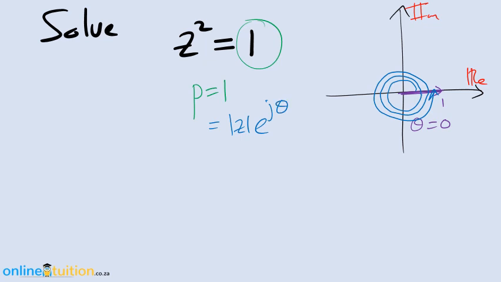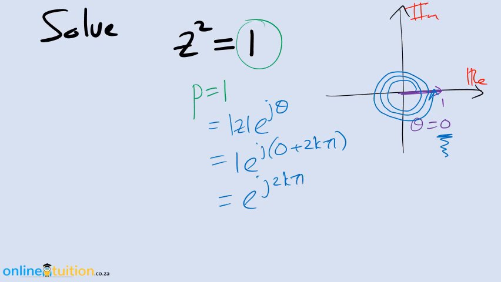So the length of the line, mod z, we know is 1. E to the j theta, in most general form, is j times 0 plus 2k pi. So we tag this on to the principal value, and we get 2k pi. So the number 1 is nothing more than e to the j 2k pi.